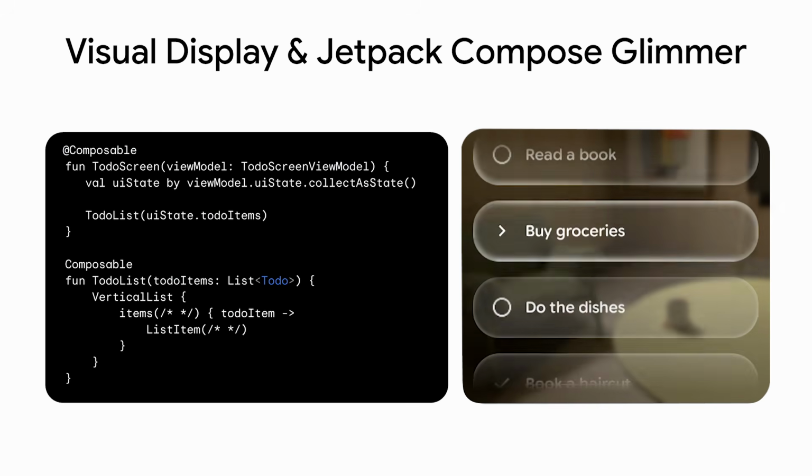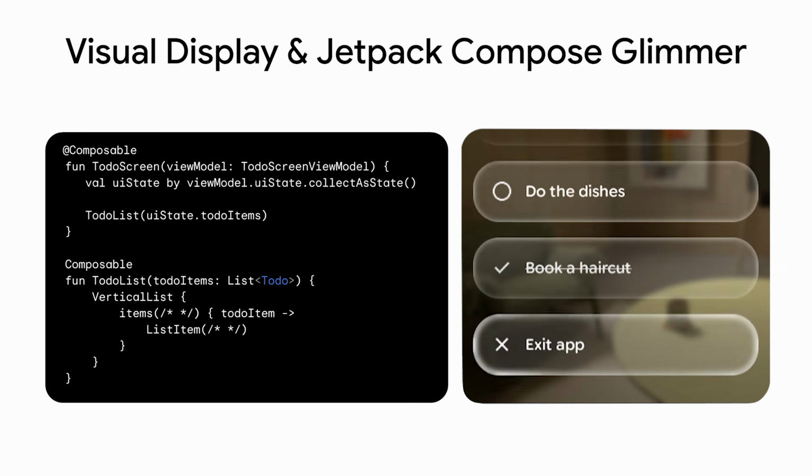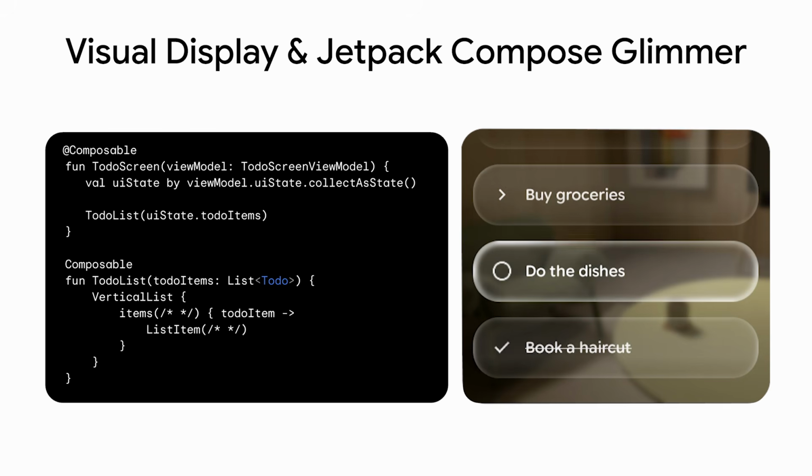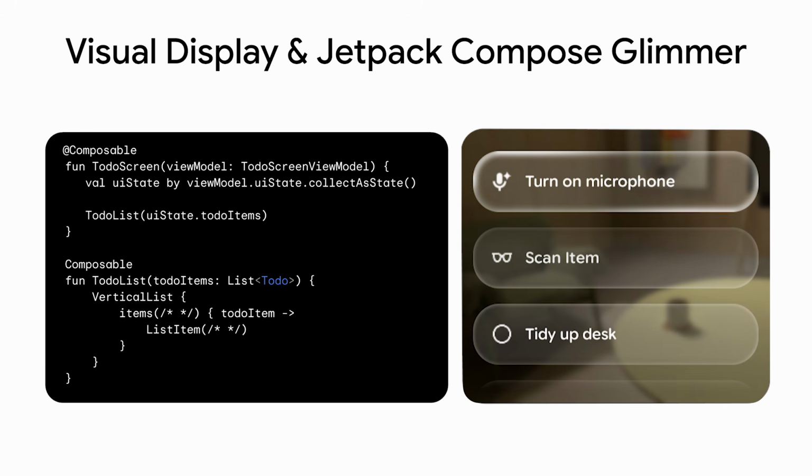Let's now look at some Jetpack Compose Glimmer UI code in action. We're declaring a list item for each item to the screen. This allows the user to check off, add, and remove items.